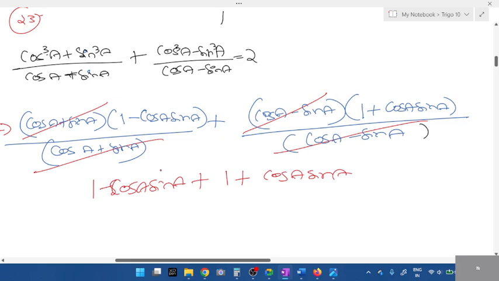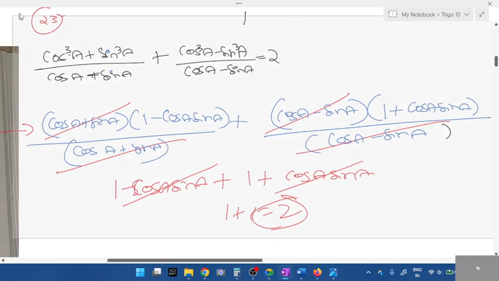Fine, Ruth. Let me check. Which one? 14th question. Yeah, time period question. Okay. See, this entire thing will get cancelled with this. How much is 1 plus 1? 2. All of you got it?